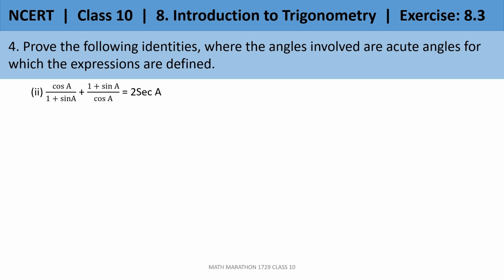Prove the following identity. Section 2. Cos A by (1 plus sin A) plus (1 plus sin A) by cos A is equal to 2 secant A.